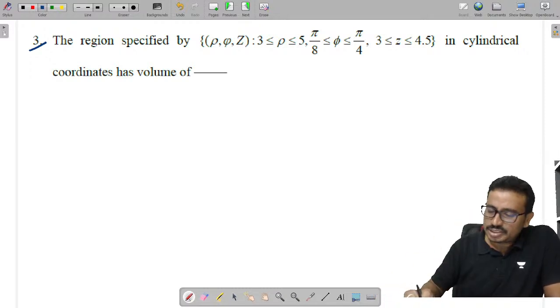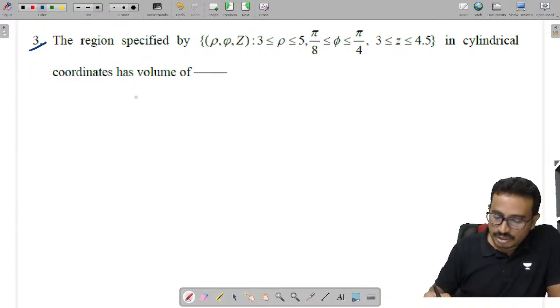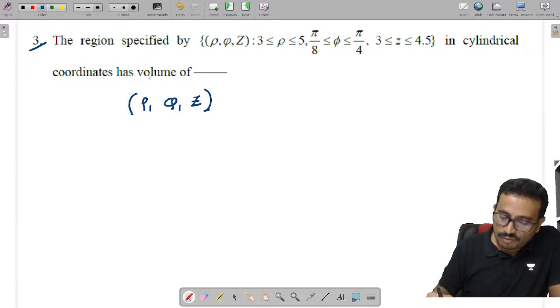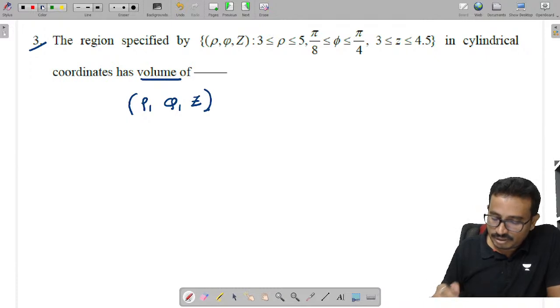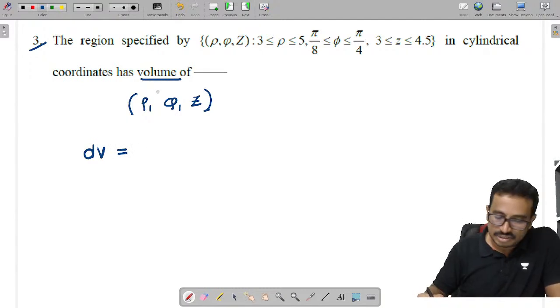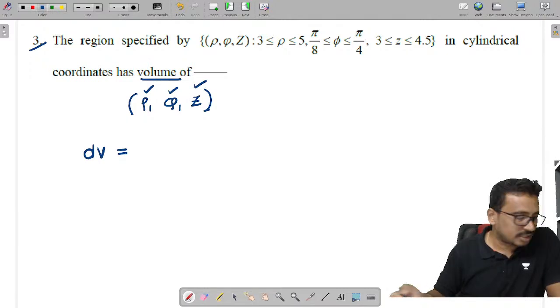Now, the region specified in the cylindrical system has a volume. In which system? Cylindrical system. What are the elements we have? Rho, phi, z. Volume means what we require. How many parameters are required? That is the differential volume dV. So we need a change in length along which directions? Rho direction, phi direction, z direction.